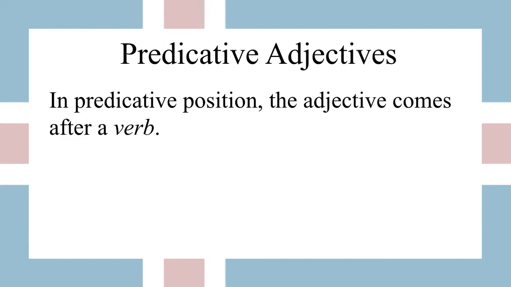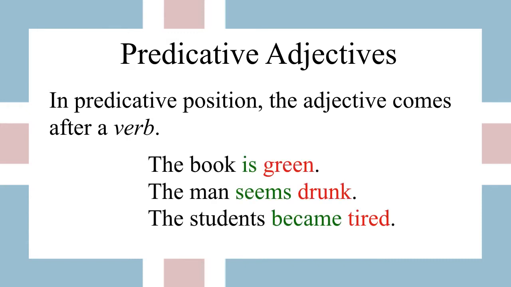Predicative adjectives are when the adjective comes after a verb. It's almost always separated from the noun that it describes. Here are some English sentences, for example. The book is green. Green is describing book, but it's not right next to the word book. It's separated by the word is. The next sentence, the man seems drunk. Drunk is describing man, but the two words aren't right next to each other. Same with the students became tired. Tired is describing the students, but it's following a verb.